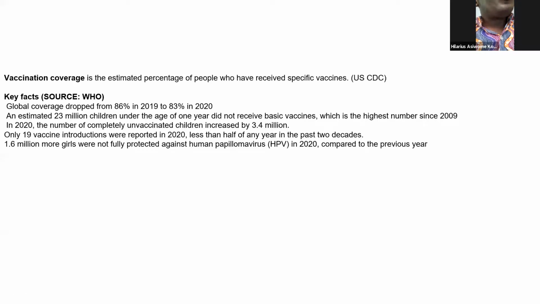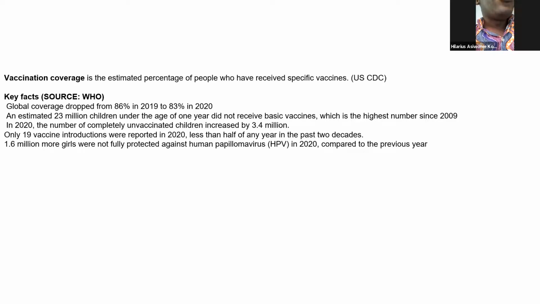So according to the WHO, vaccination coverage is the estimated percentage of people who have received specific vaccines, according to the US CDC. And when you look at the key facts from WHO, the global coverage of immunization dropped from about 86% in 2019 to 83% in 2020. And this translates to an estimated 23 million children under the age of 1 year who did not receive basic vaccines, which is the highest number since 2009.